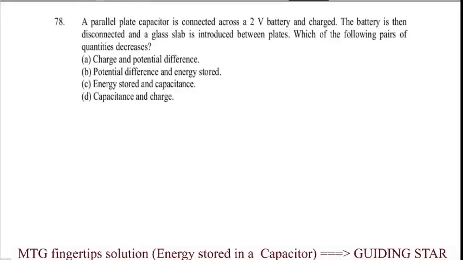In this question, a parallel plate capacitor is connected across a 2-volt battery and charged. The battery is then disconnected and a glass slab is introduced between plates. Which of the following pairs of quantities decreases?